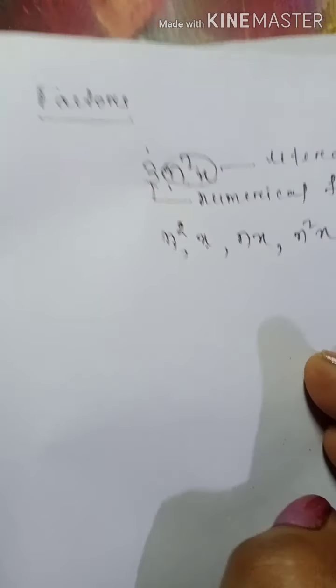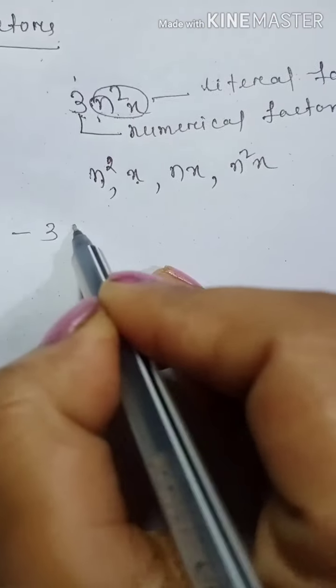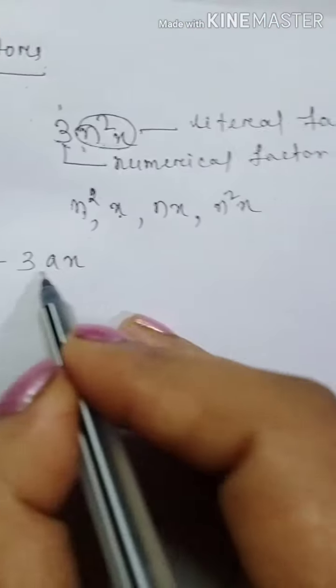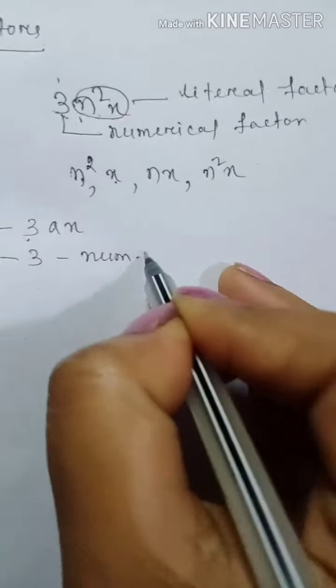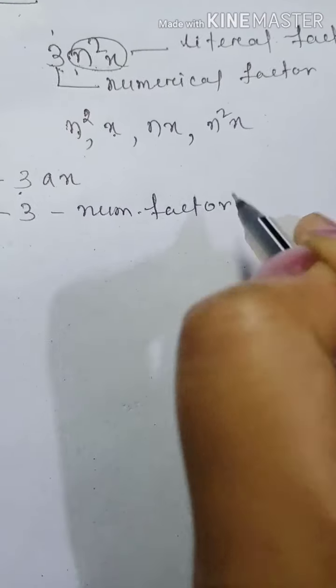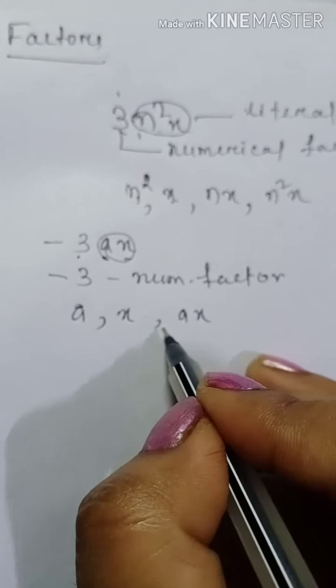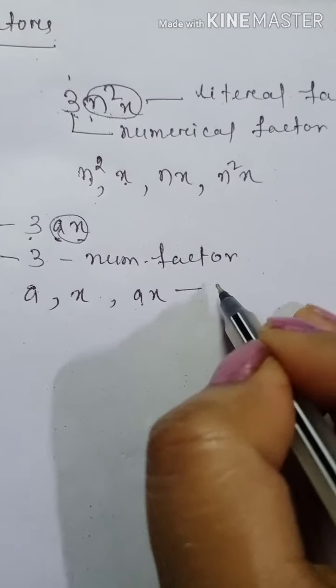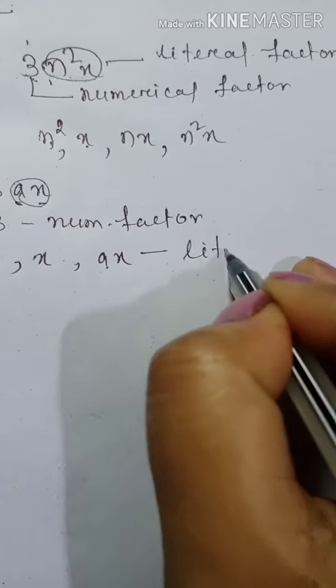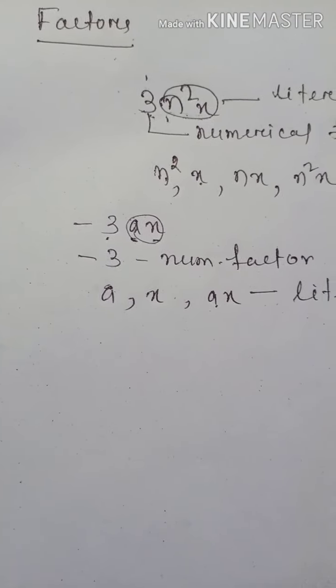I am giving another example. See, minus 3ax. Okay, here what is that? Minus 3 is a numerical factor. Okay, it is a numerical factor. a is a literal factor and x is a literal factor, and ax together also, so here there are 3 literal factors. How many literal factors? 3. Clear? You have to calculate these types of factors.